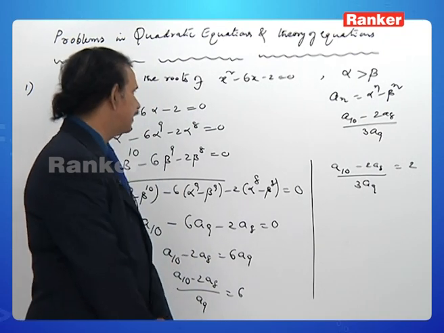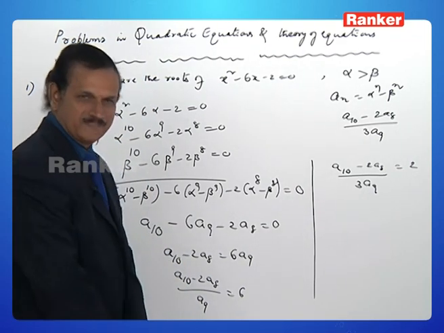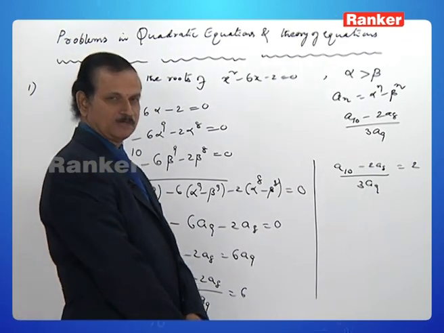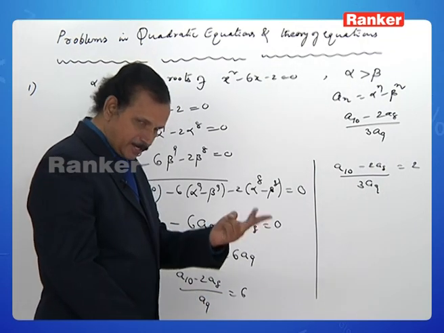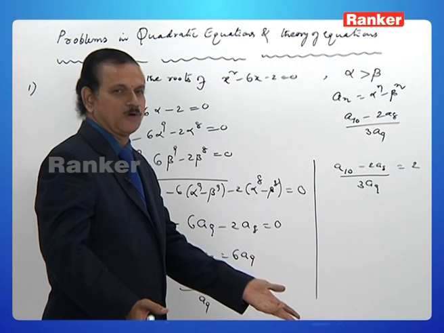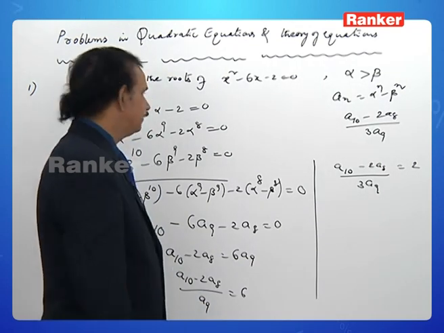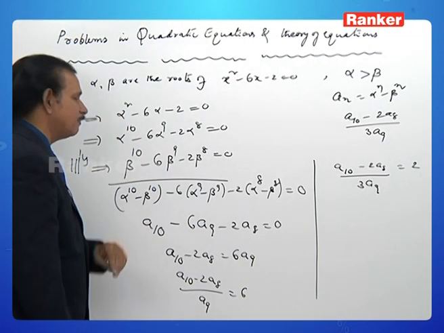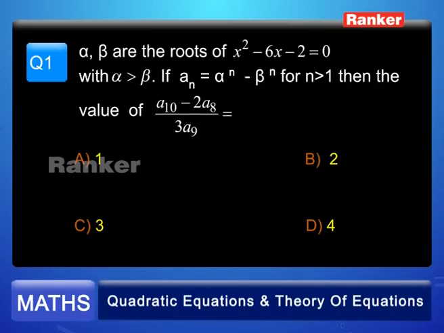So in attacking the question, you have to understand the actual meaning of an, that is alpha power n minus beta power n, and the requirement is a10, a8, a9. They must be at your disposal. Just to have them, we multiply this with alpha power 8, and similarly with beta power 8, to get the requirement. So what is the right option? Option 2 is the right option, that is option B. Answer is 2.